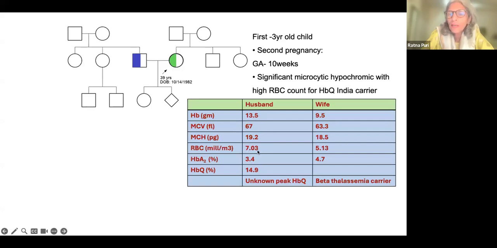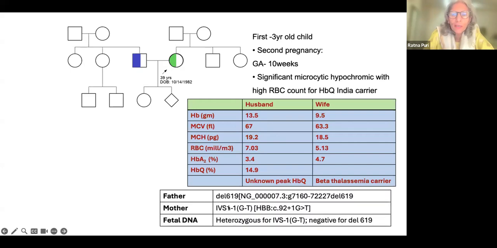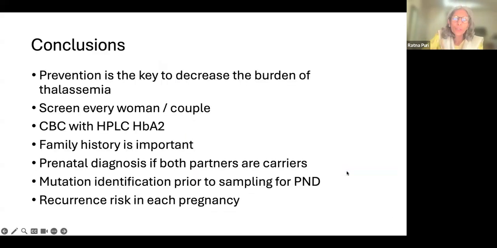Either the patient has iron deficiency anemia, but that is unlikely because the RBC count is very high. This patient actually had hemoglobin Q India and was also a beta thalassemia carrier. Remember I told you, these are the borderline hemoglobin A2s. So if you miss this, you miss a very major thing: that both partners are carriers and the fetus would require prenatal testing.